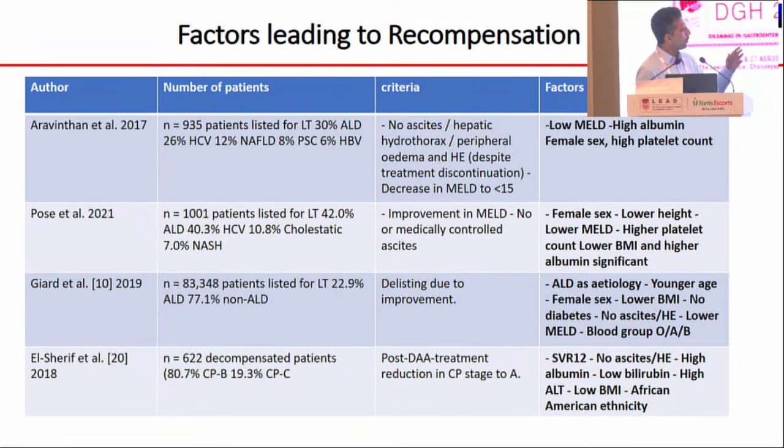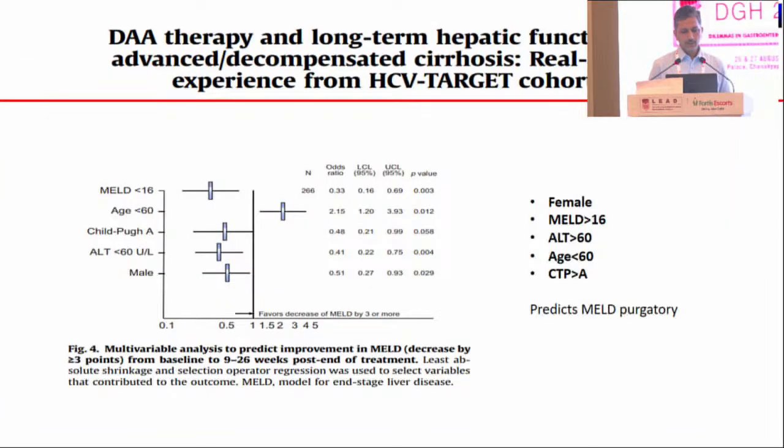So if you see all of these, female gender, younger age, lower BMI, and probably low MELD are considered as the factors which probably have impact on recompensation in liver disease. But what does all this mean? Female sex, low MELD, high platelet count, low BMI. But does it mean anything? So let us see another study which has taken a Child MELD purgatory test. MELD purgatory means the patient has got delisted from the liver transplant, meaning the MELD is less than 15, but still the patient is not totally recompensated. These factors show female sex, MELD more than 19, ALT 60.